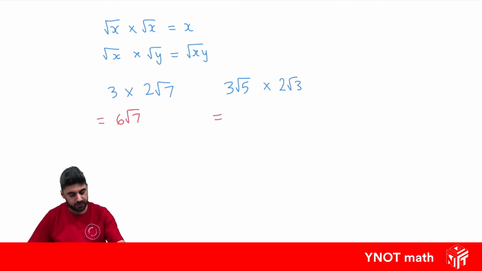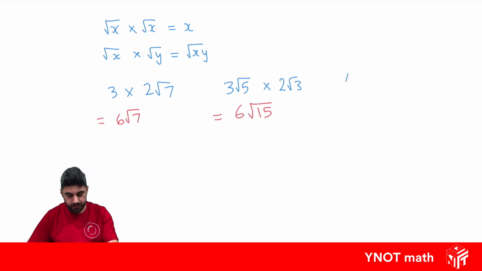Times numbers out the front with each other, so 3 times 2 is 6. Then we times our surds together. 5 times 3 gives us 15. And if we can, we simplify our surd, but in this case we can't. So that's our final answer, 6 root 15.